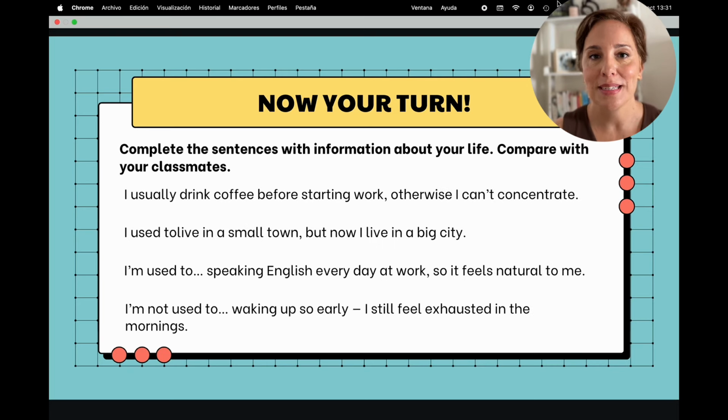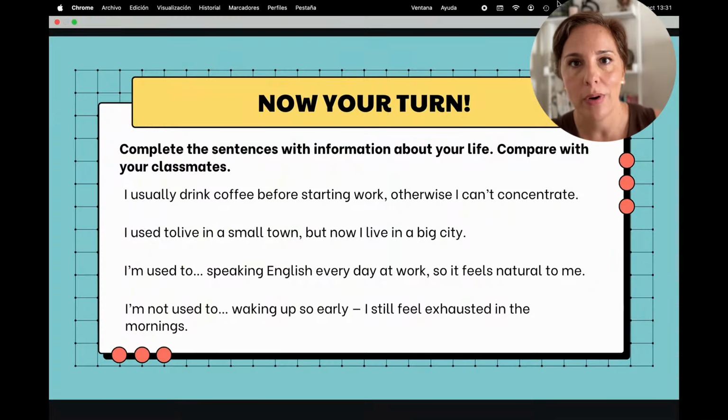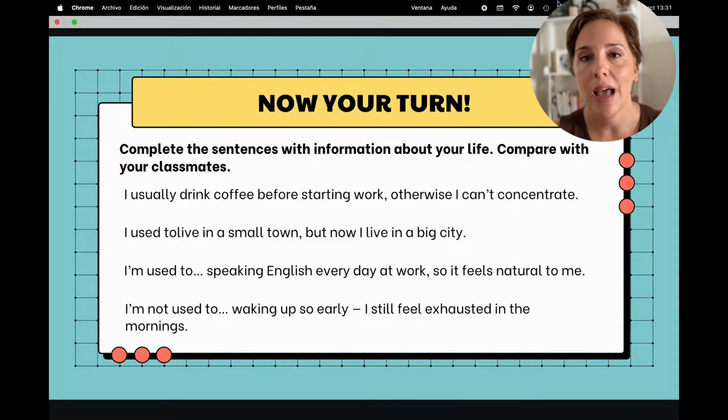Okay, so here are some sample answers for you so that you understand the structures better. For example, with usually you could say, I usually drink coffee before starting work. Otherwise, I can't concentrate. So this is something that you normally do every day. So suelo tomar café, and with suelo, remember that we don't say I used to have coffee, but instead I usually have coffee, all right?